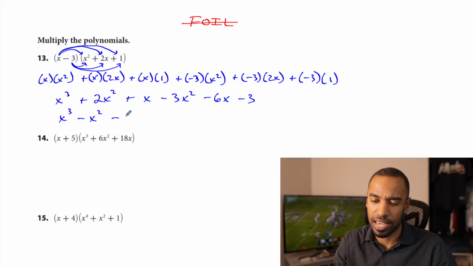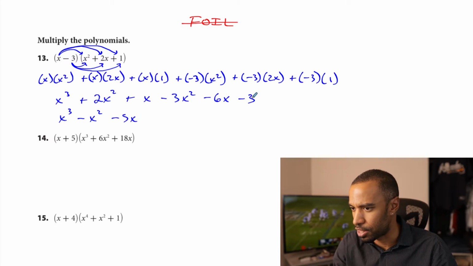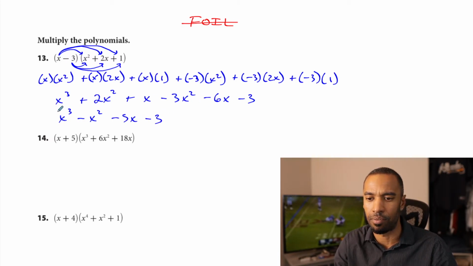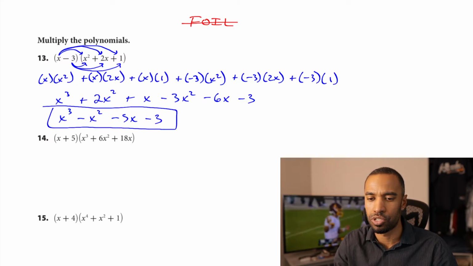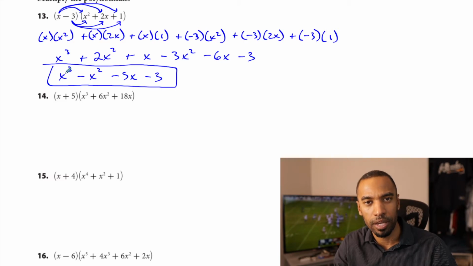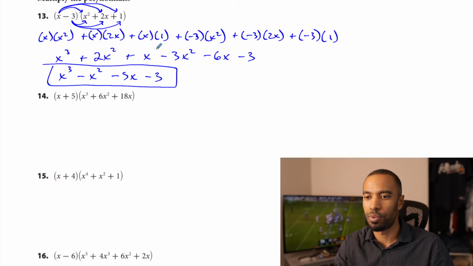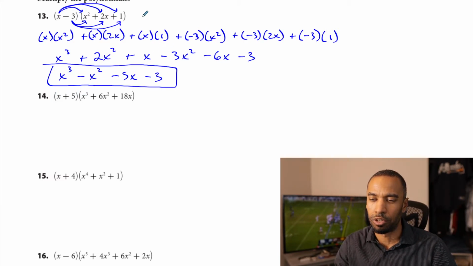X minus 6x is negative 5x, and then nothing combines with the negative 3 at the end right there. That's standard form, degree 3, 2, 1, 0. We're looking at a lot of cubic quadrinomials there, if you will. And this one looks like it's going to get a little bit bigger here.